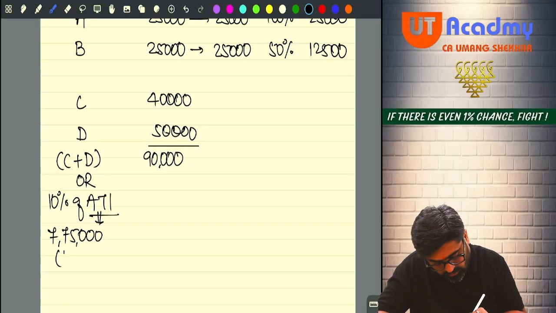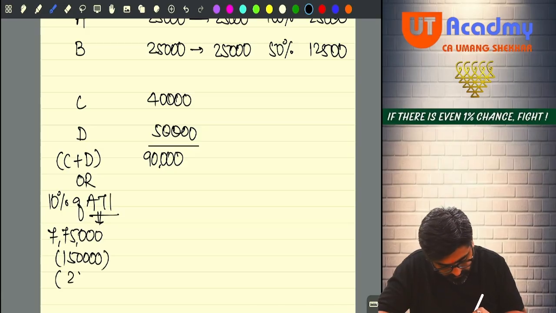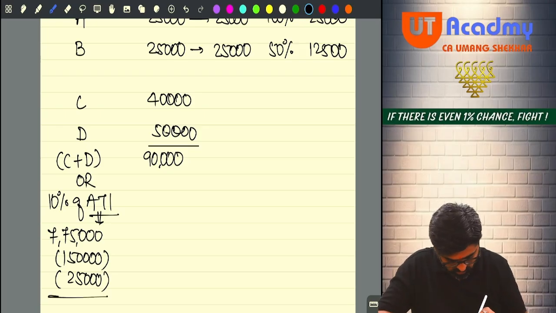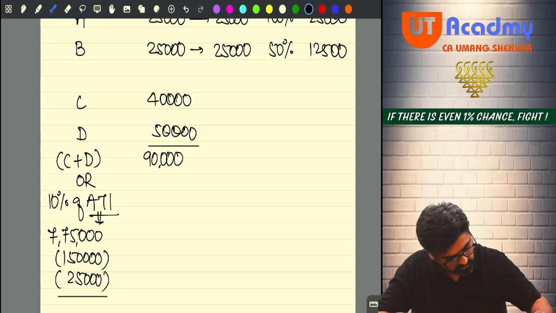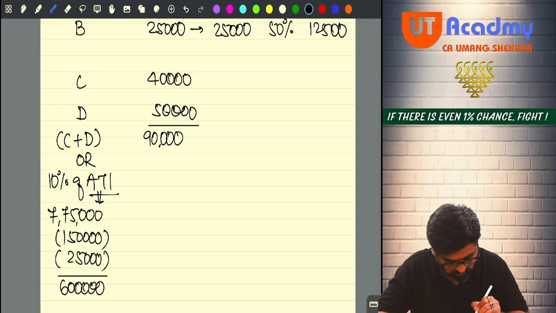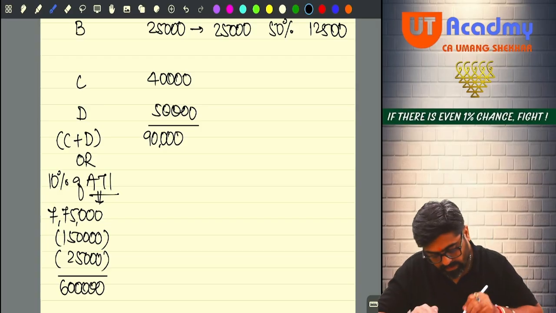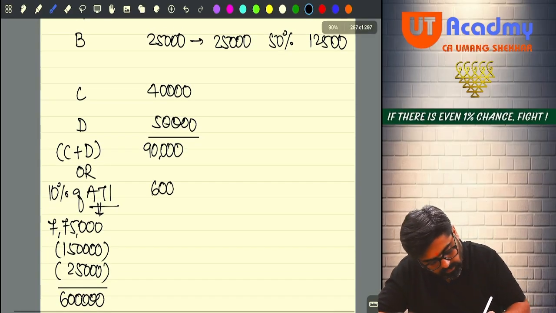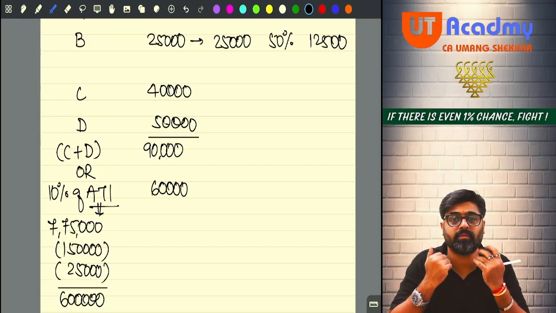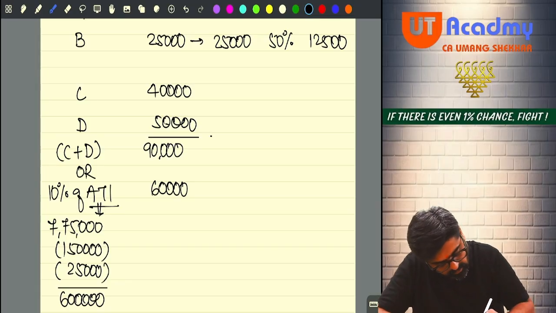Can you deduct other deductions? Yes. 1,50,000 under 80C and 80CCC, then 25,000 under 80D. Any other deduction you have? No. Total: 7,75,000 minus 1,50,000 minus 25,000 will give you 6 lakhs. 10% of 6 lakh will be 60,000. So C plus D both taken together cannot be 90. It has to be maximum 60 only.